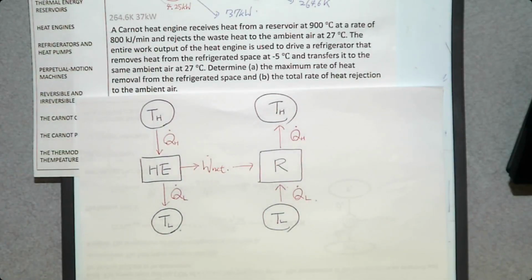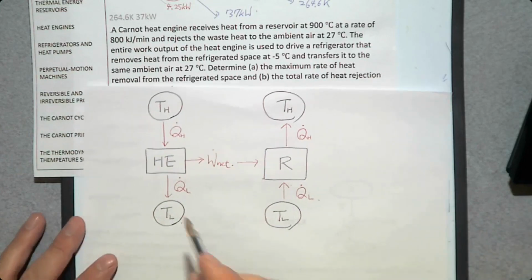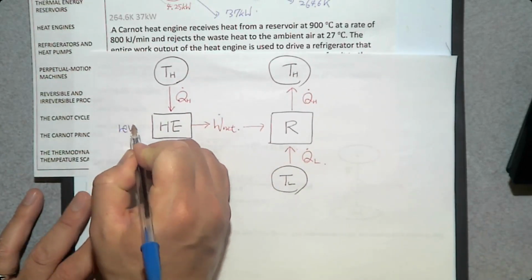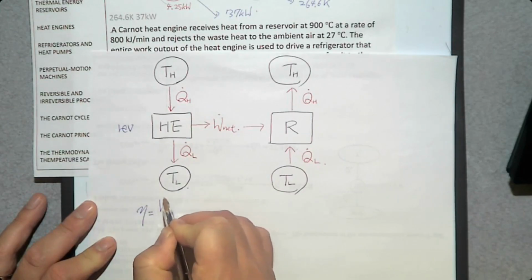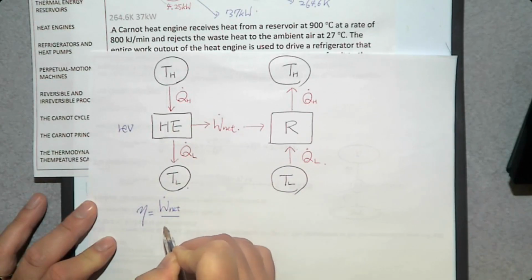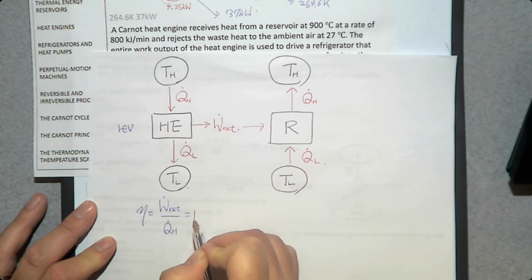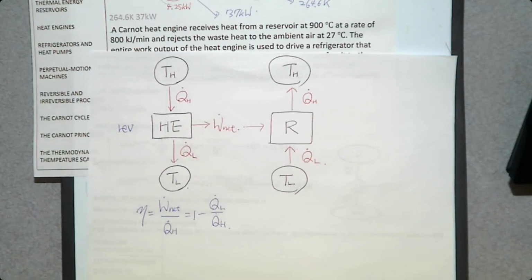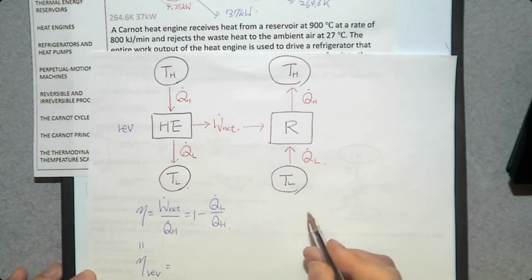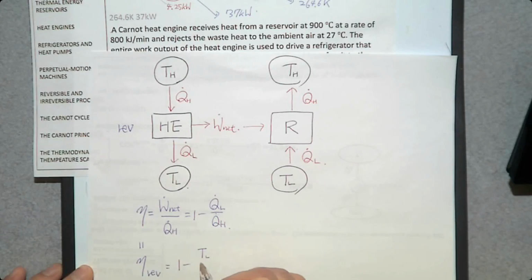Then the heat engine is a Carnot heat engine, so this one is reversible. That's good. Then how can you evaluate its performance? Since it is reversible, the efficiency can be determined by the desired output, W dot net, over the required input, Q dot H. Or you can also say 1 minus Q dot L over Q dot H. And since this is also a Carnot heat engine, the efficiency can be determined by this equation too: 1 minus TL over TH. Okay?